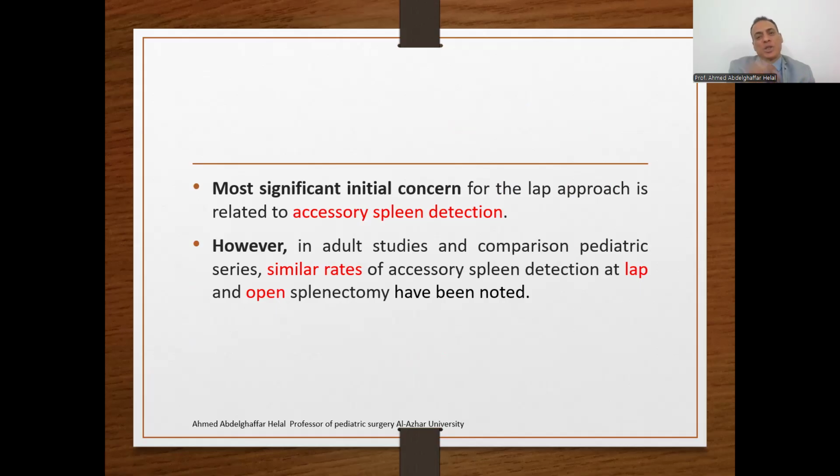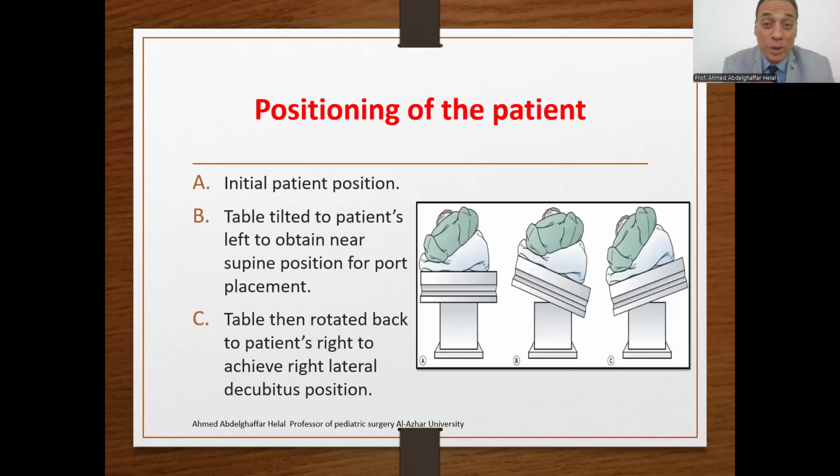Laparoscopy may miss an accessory spleen and will lead to return of the primary pathology for which the spleen is removed. However, in adult studies and some comparison pediatric series, there is a similar rate of accessory spleen detection at laparoscopy and open splenectomy. So some studies show that there is similarity in detection whether you perform the surgery laparoscopically or open. We will present some hints about the laparoscopic splenectomy.